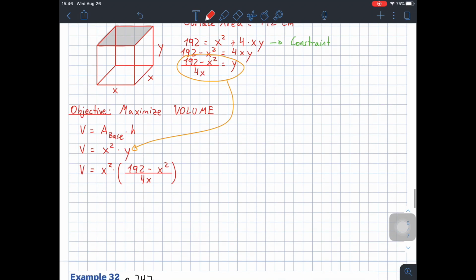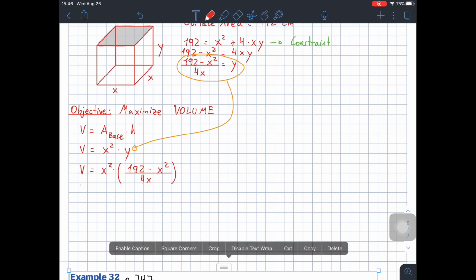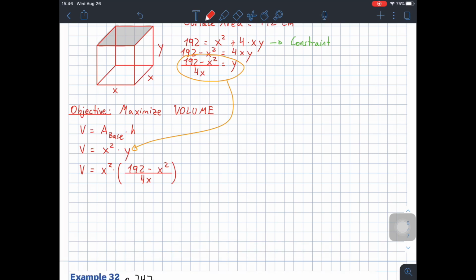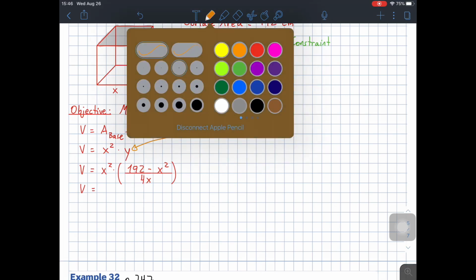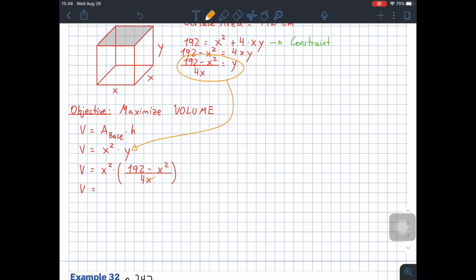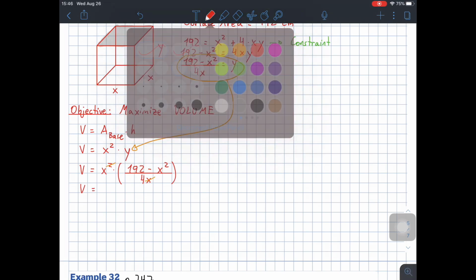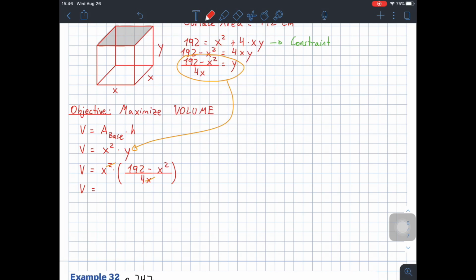Okay, so we need to organize terms first before we start doing the derivatives. So we're going to say that the volume is equal to, if we multiply this, we're going to get 192 divided by, before actually multiplying, see that this x simplifies with this one over here. So 192 divided by 4, that's 48. 48 times x, that's 48x.